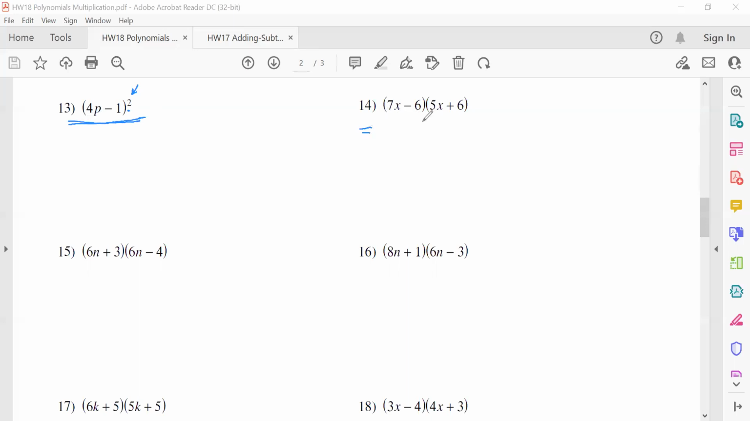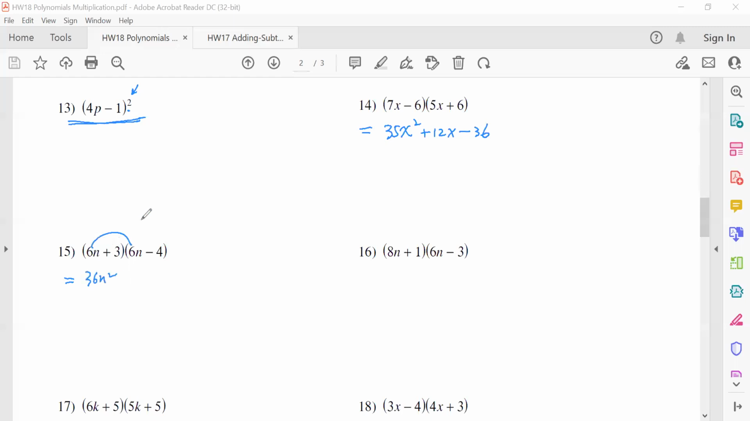All right, let's go to 14. You guys can do this one quickly. So it's 35x squared, minus 42, I'm sorry, 42x minus 30. So you get 12x minus 36. One step. Okay, can you guys do that?